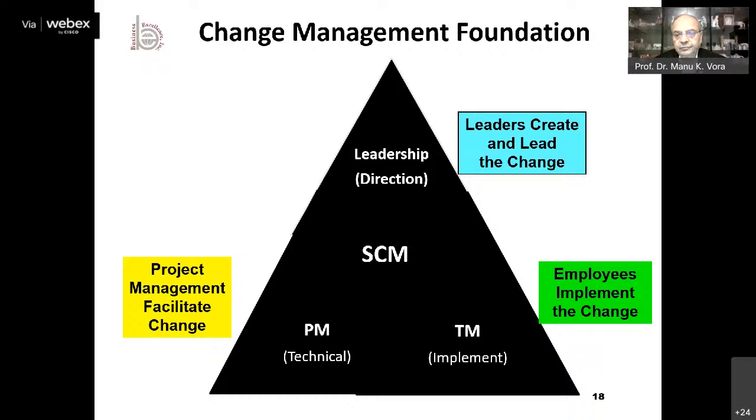Implementation responsibility lies with the top leadership, whether it's a vice chancellor, principal, director, etc., depending on the nature of the institute. The second pillar is talent management, where the people, the faculty, and the staff will deploy NEP 2020 and implement the change. And you need to use project management as a technical backbone to facilitate the change. So leadership, talent management, and project management are the three pillars of change management.